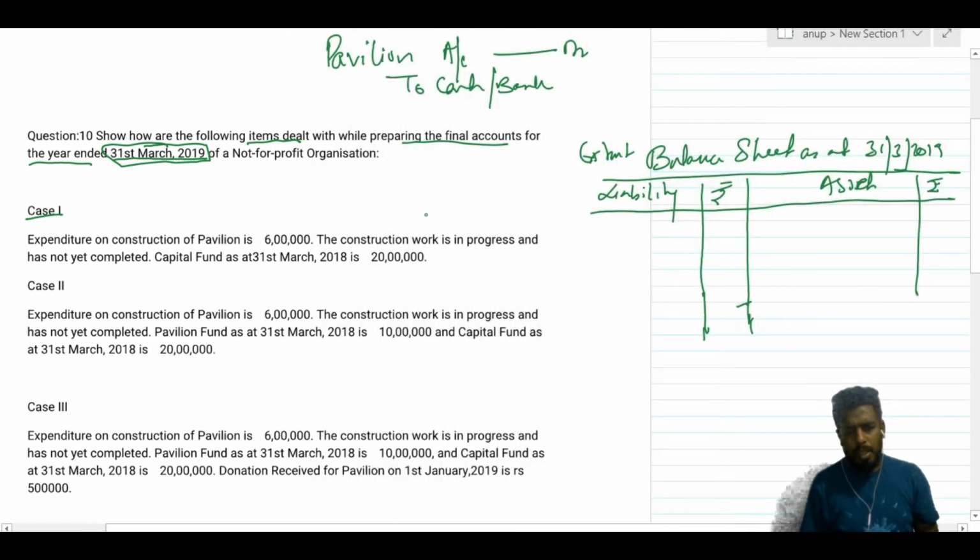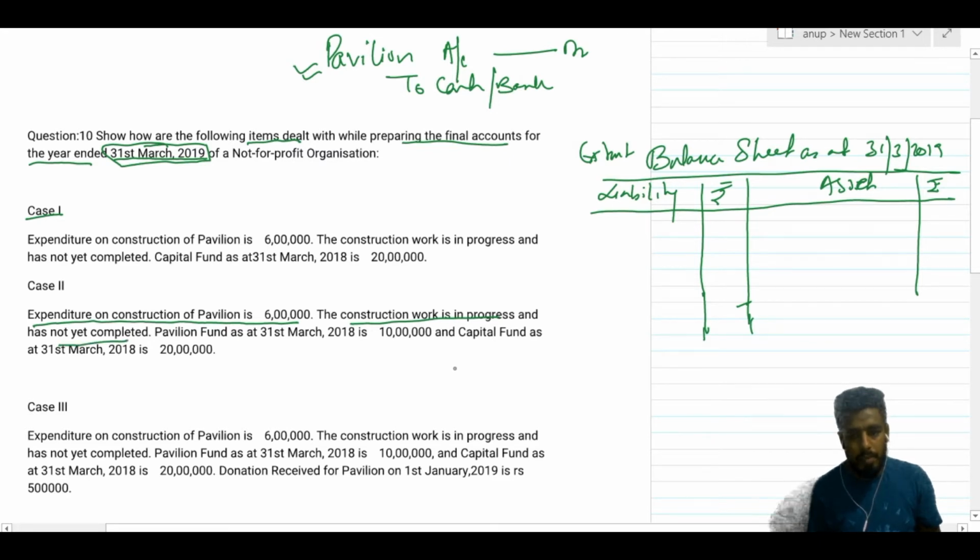The second case would however be read as there was an expenditure on construction of pavilion, for which the journal entry would be the same as it is there, and the construction of the work is in progress and yet to be completed. Fine.